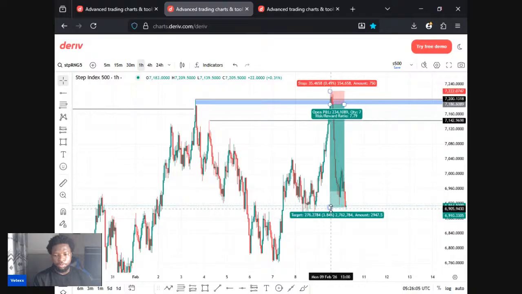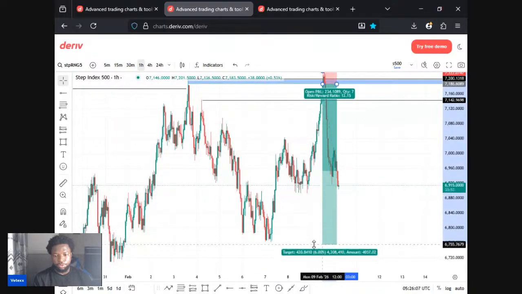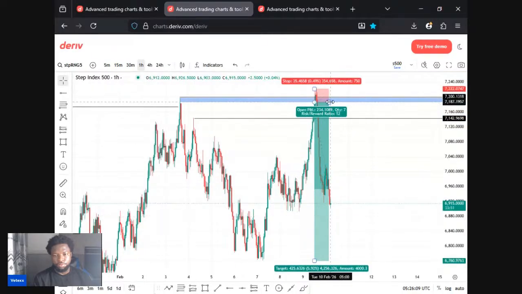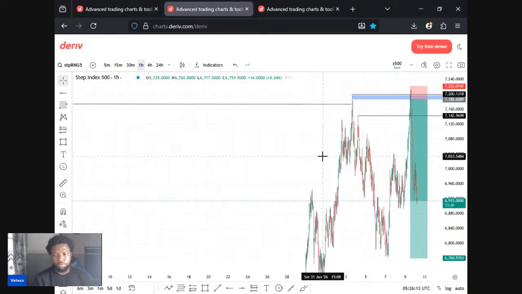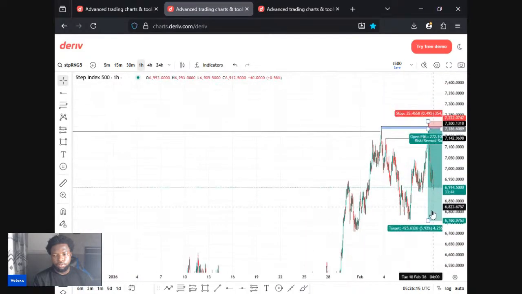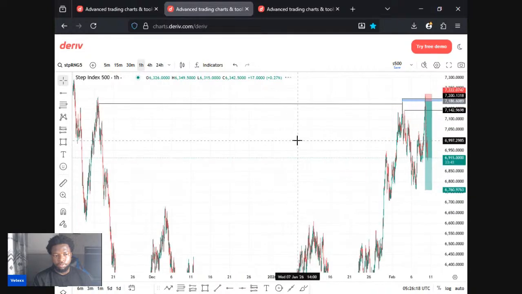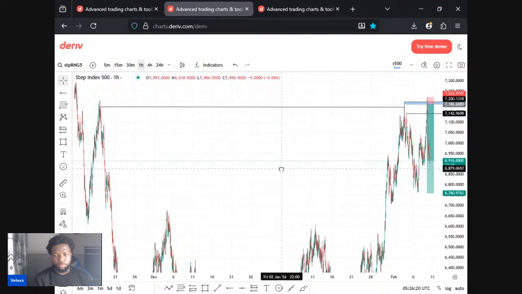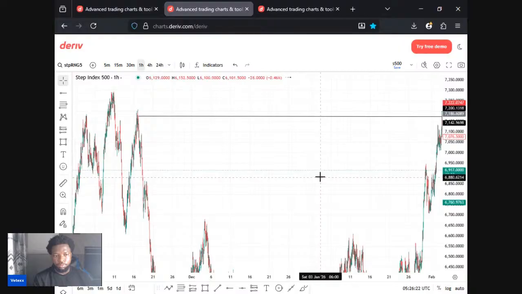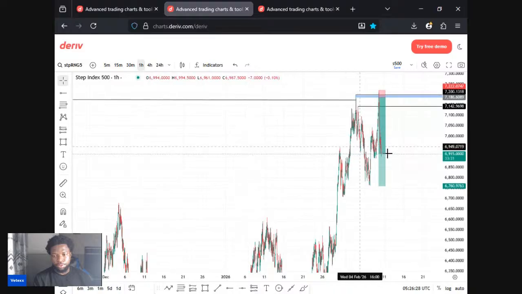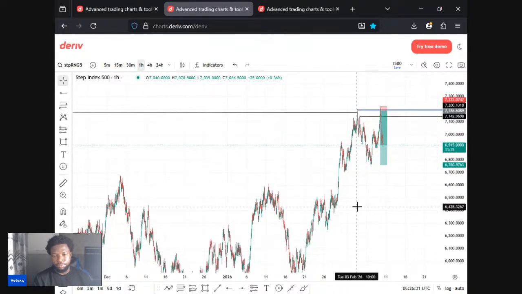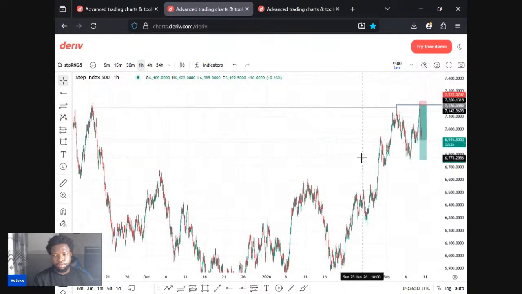So we had this move. It was a beautiful move. So this is what we had earlier on step 500. Unfortunately, we are not able to take it. It would have been a beautiful sell.